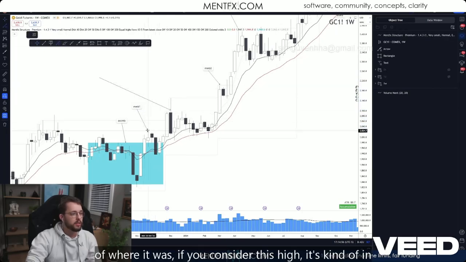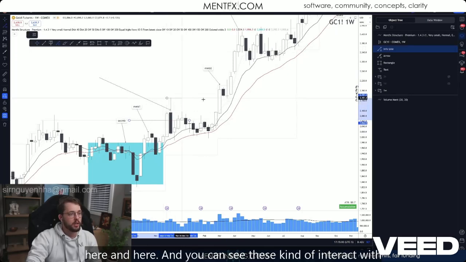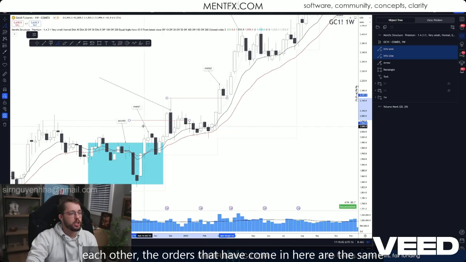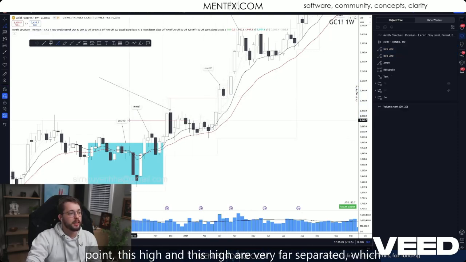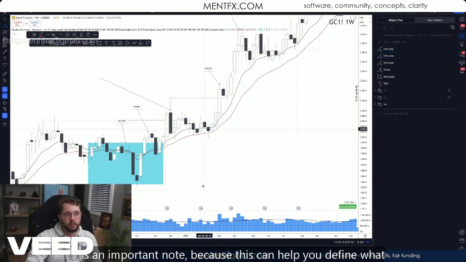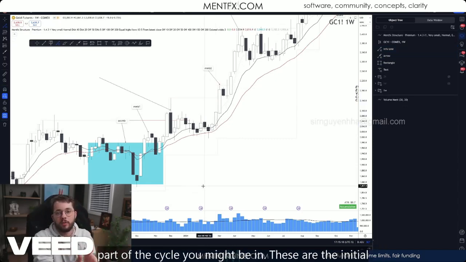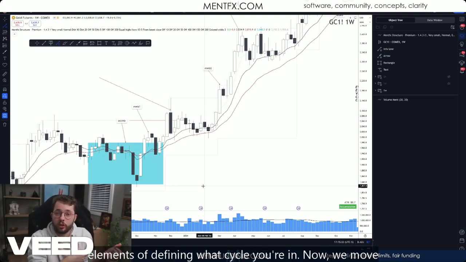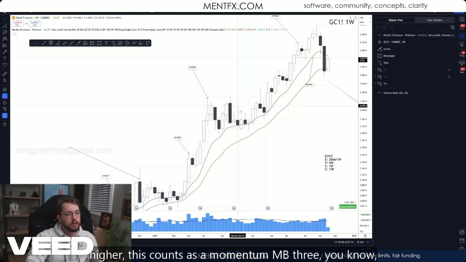where it was. If you consider this high, it's in reference to this range, Mentifex range high right here, and you can see these kind of interact with each other. The orders that have come in here are the same orders that are coming in here. Then the orders that are coming in here might be a little different because at that point, this high and this high are very far separated, which is an important note because this can help you define what part of the cycle you might be in. These are the initial elements of defining what cycle you're in. Now, we move higher. This counts as a momentum MB3, multiple pauses.